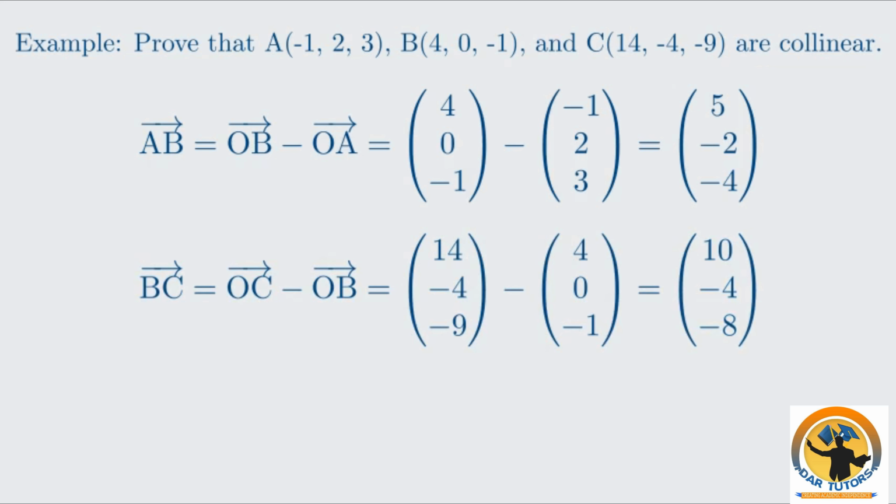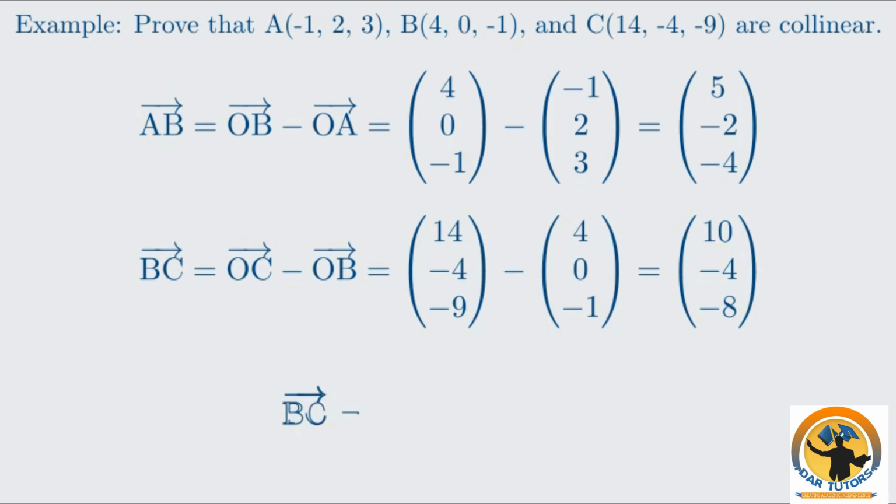Now for the second step, check for parallelism. Can we write one vector as a scalar multiple of the other? Let's look at BC vector. We can factor out a 2 from each component.